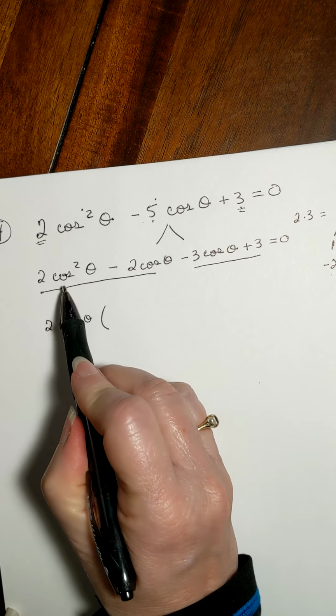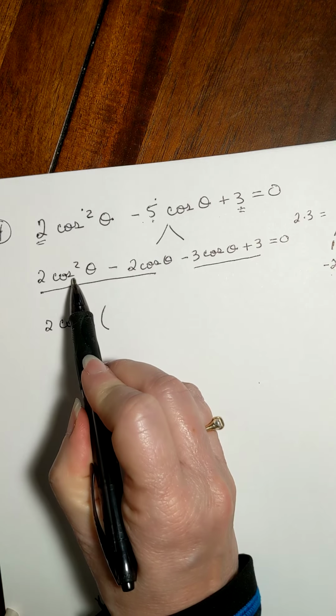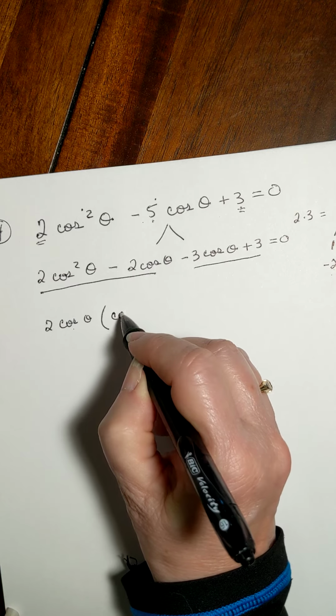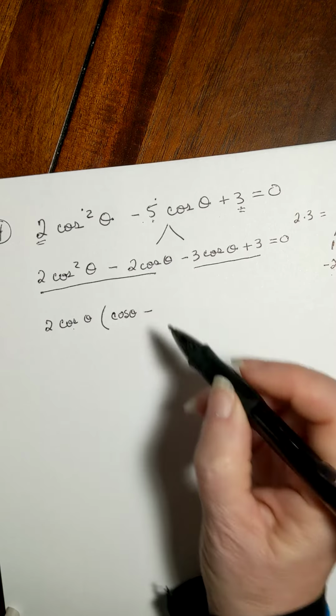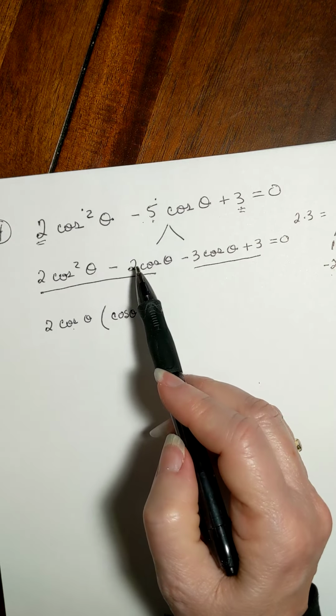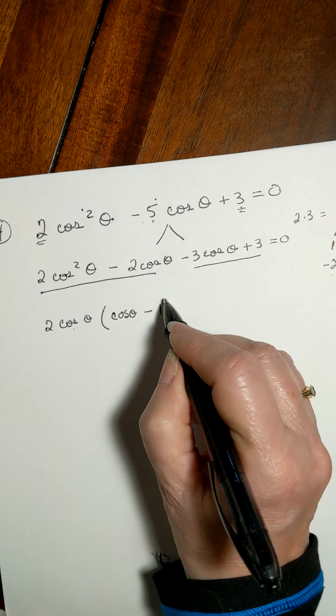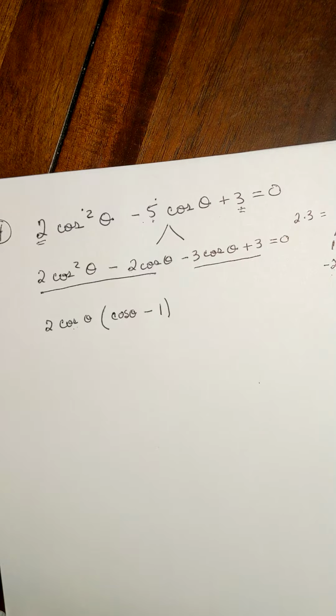And I'm left with, the 2's cancel, and cosine of theta into cosine squared theta gives me cosine of theta. Minus, 2 into 2 goes 1 time. Cosine of theta into cosine of theta goes 1 time. So it's equal to 1.